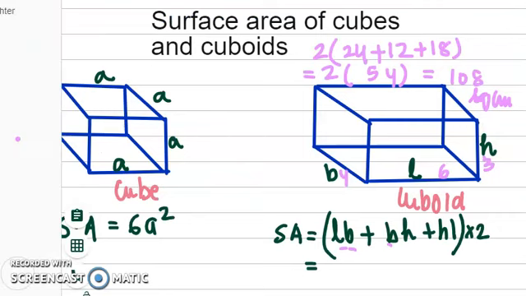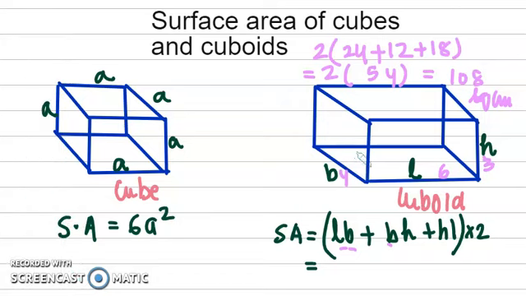Here 2 is height, this is 11 and this is 11. So we will use the same formula, 2 times L and B. L and B is 11 times 11, 121, plus B times H. H is 2 and B is 11. 11 times 2 is 22. And H times L, that is also 22.